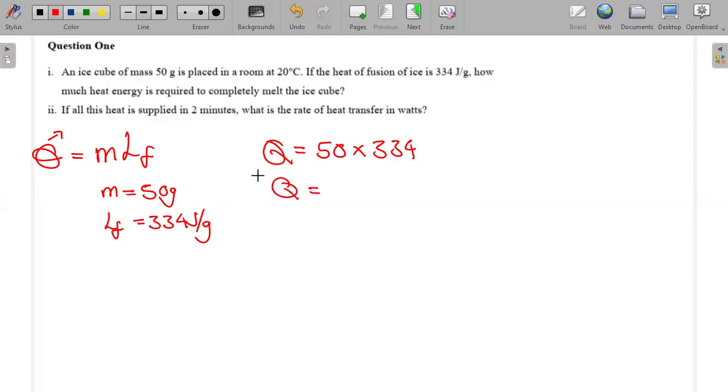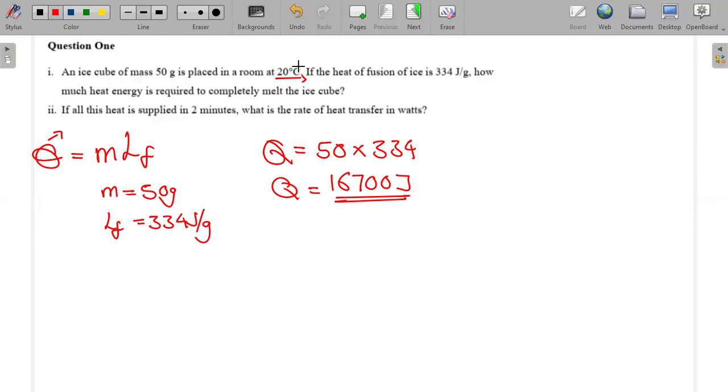So my Q will be equal to, let me just punch this in, this is giving me 16,700 joules of energy. Which means the amount of thermal energy which is required, or which needs to be absorbed, to melt 50 grams of ice at a constant room temperature of 20 degrees Celsius is 16,700 joules, and that is that on part one.